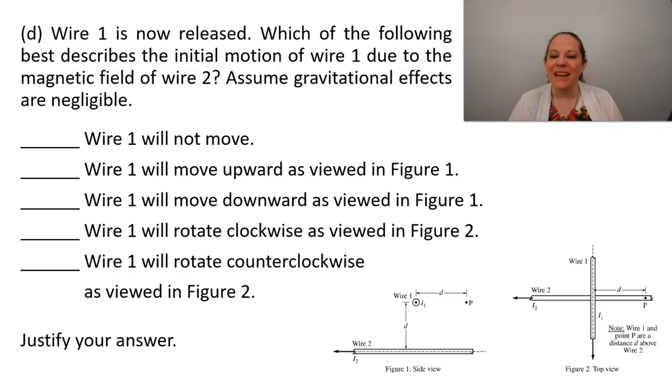And now we can select that wire 1 will rotate clockwise as viewed in figure 2, and there's no extra point for the correct selection. Sorry, I just realized that I'd written the wrong thing here, but I selected the right thing here. It happens sometimes. This is why it's good for me to check my work, huh?